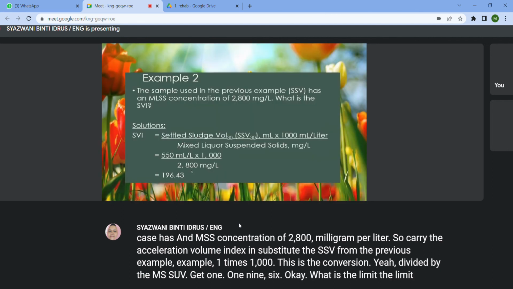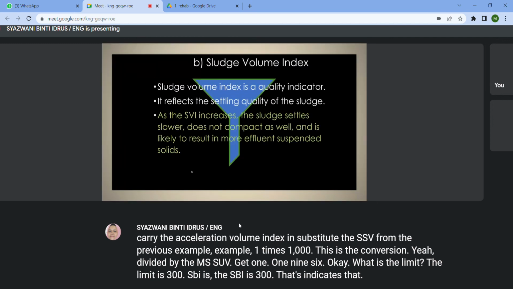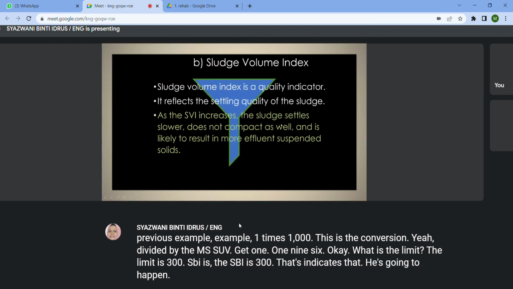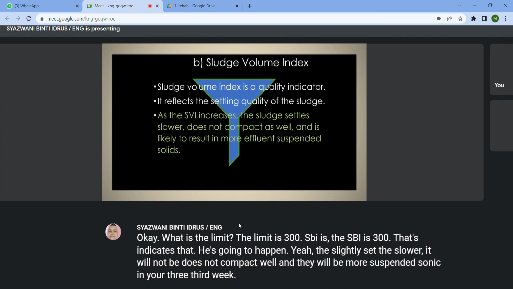The limit is 300 for SVI. If the SVI is above 300, that indicates that these are going to happen: the sludge will settle slower, it does not compact well, and there will be more suspended solids in your treated wastewater. Okay.